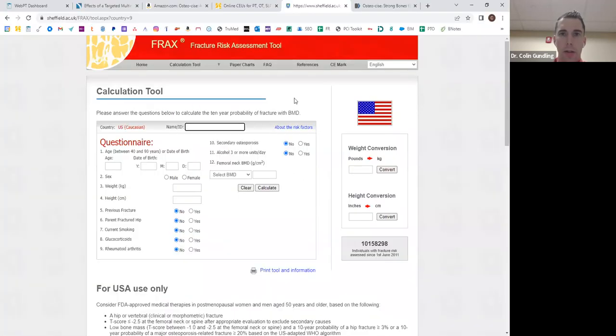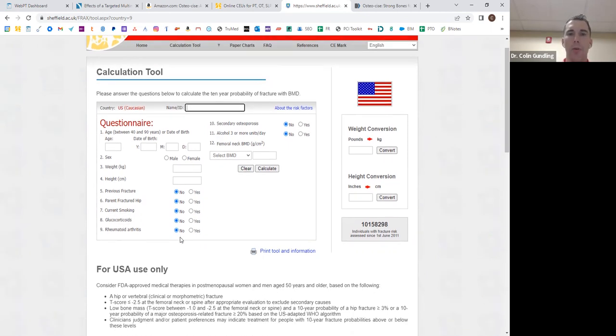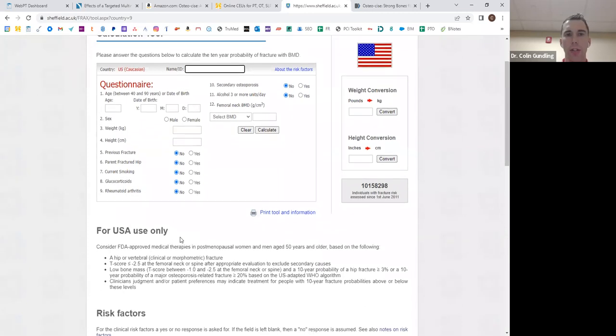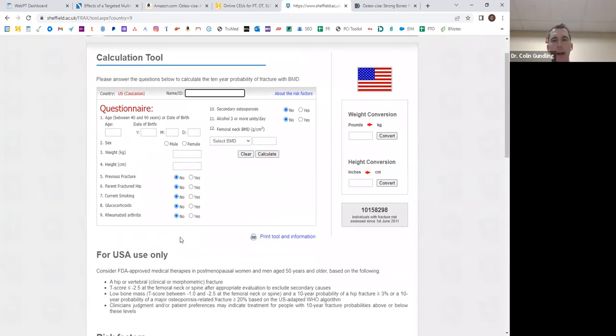Okay. So if you can't see the new screen on Google Chrome, let me know. But all you have to do is type in FRAX, and it'll come up in any search. And you put in your information here: age, date of birth, sex, weight, all of this information, history of previous fractures, history of familial fractures, currently smoking, glucocorticoids, those are steroids, and it will give you your risk for fractures at your age and demographics.